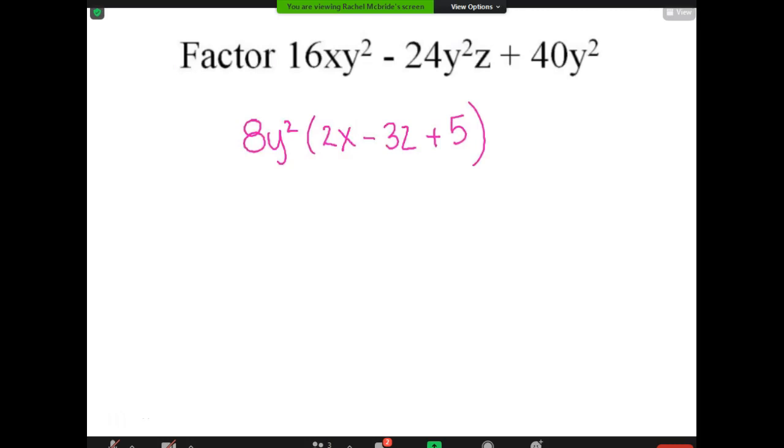So the GCF of the next one is 8y squared, because 16, 24, and 40 all divide by 8. Now, if when you tried that on your own the first time you only took out maybe a 4, or you only took out maybe a 2, then you could look and say, oh, I could have actually taken out a larger number, and you would try again.